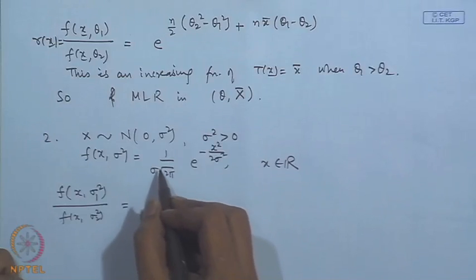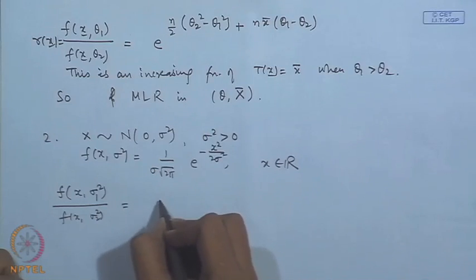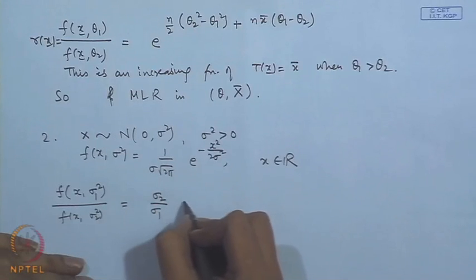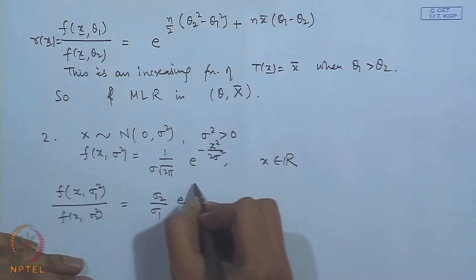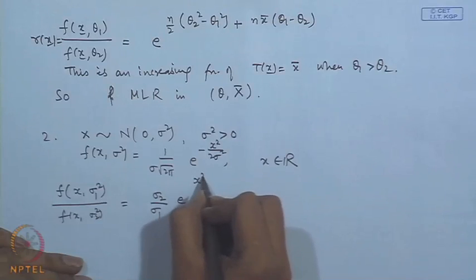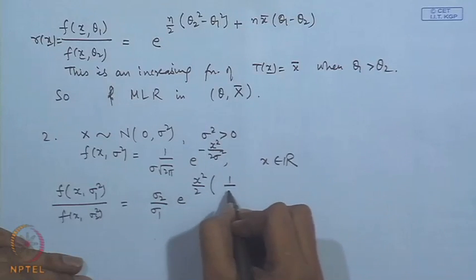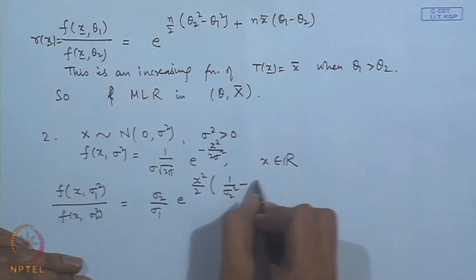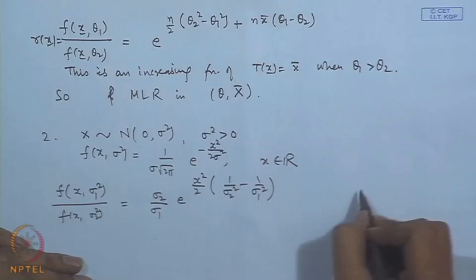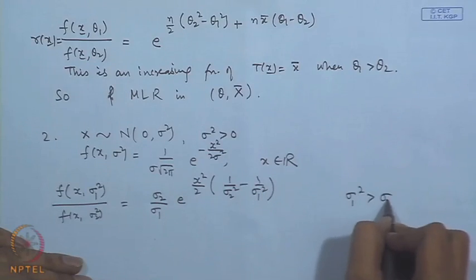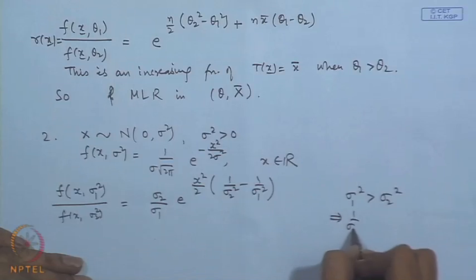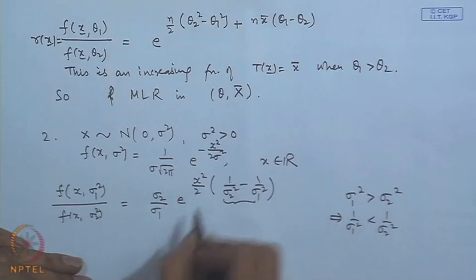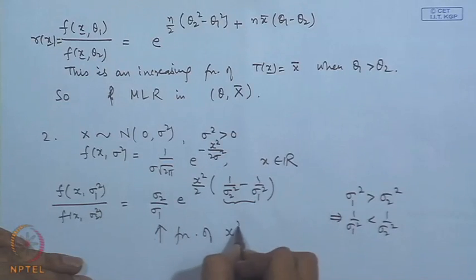Now, this one will give me sigma 2 by sigma 1, this 1 by root 2 pi will get cancelled out, e to the power x square by 2 times (1 by sigma 2 square minus 1 by sigma 1 square). Now, let us take say sigma 1 square greater than sigma 2 square, that means 1 by sigma 1 square is less than 1 by sigma 2 square. So, this term becomes positive and therefore, this is an increasing function of x square.